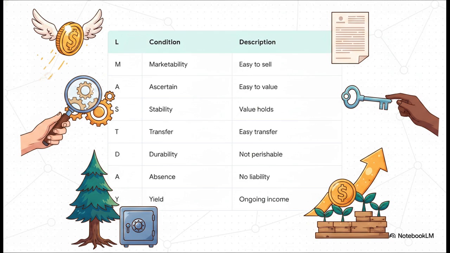M stands for marketability. Is it easy to sell? A is for ascertaining title. Can you easily figure out its true value and quality? S is stability. Will that value hold steady over time? T is transferability. Can the legal title be handed over easily? D is durability. It shouldn't be a perishable good. The second A is absence of liability. And Y is yield. Seriously, if you can drop this table into your exam, you are absolutely golden.